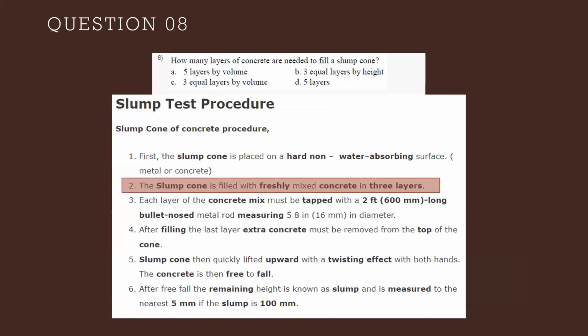Question 8 says, how many layers of concrete are needed to fill a slump cone? Same, a question from the slump test. Here is the slump test procedure that I have attached. From the procedure, the steps to be followed are: the slump cone has to be placed on a hard, non-water absorbing surface. And the second point is that the slump cone is filled with freshly mixed concrete in 3 layers. There should be 3 layers filled in a slump cone to carry out the slump test for a given concrete at a site. So the 3 layers will be equal by height.